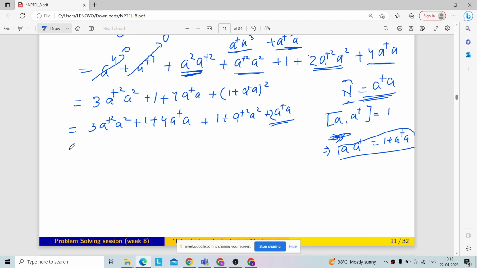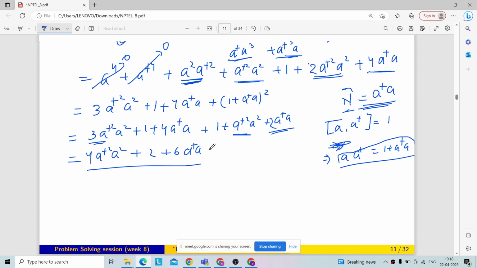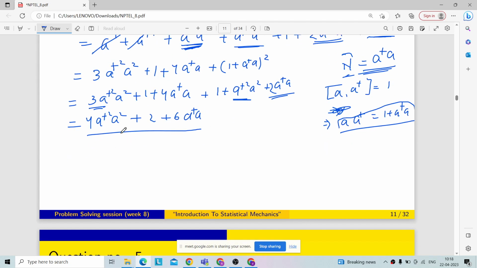Okay. So ultimately I have 4 a dagger square a square, this is 1, this is 3, plus 1 plus 1 is 2, then I have 6 a dagger a. Right. I don't know where I made some mistakes. You can verify by doing yourself. So for now I got this as the final operator.